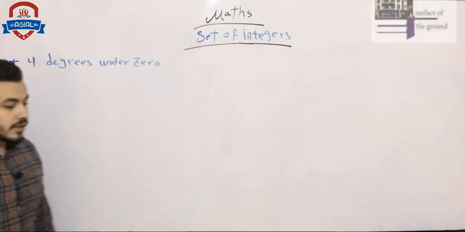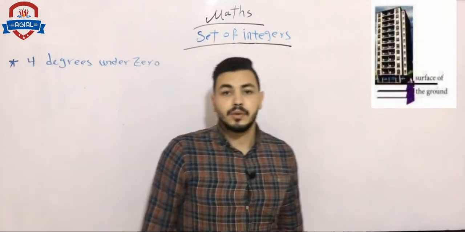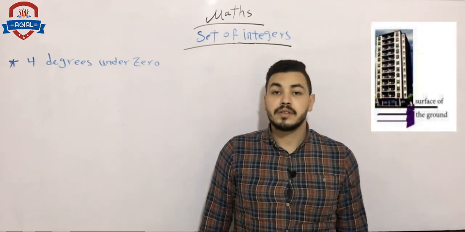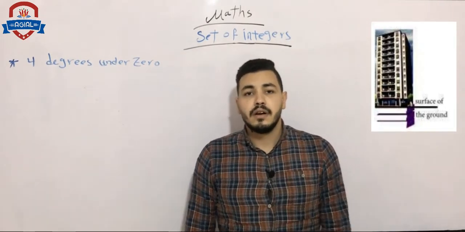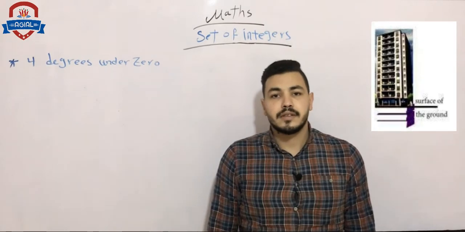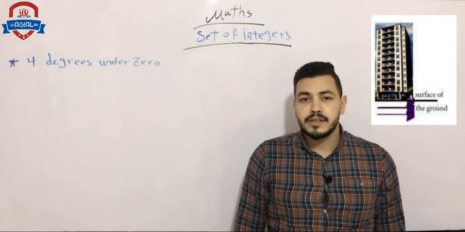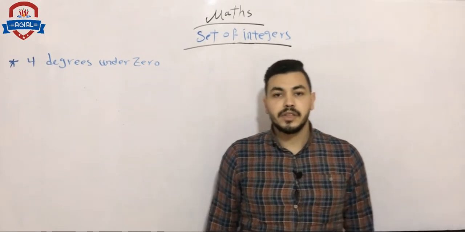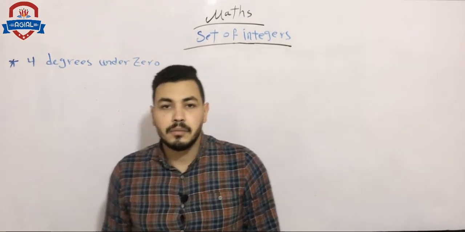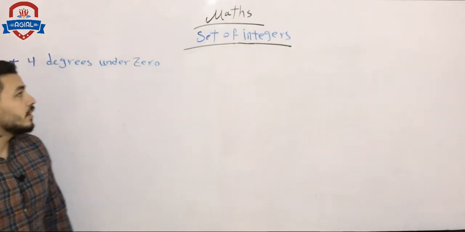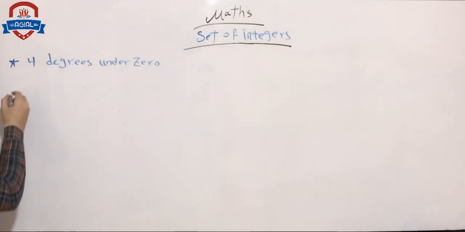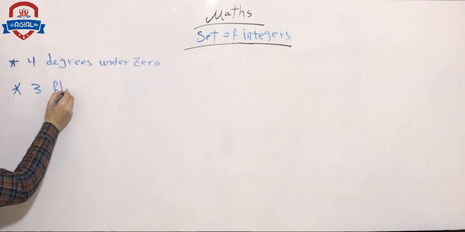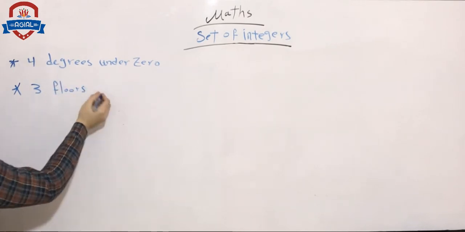And if we are expressing the height of a building consisting of 12 floors above the ground, that is possible in the set of natural numbers, while the expression of 3 or 4 floors under the ground, that is not possible in the set of natural numbers. So we can't represent this situation using a natural number, and we can write it 3 floors underground.